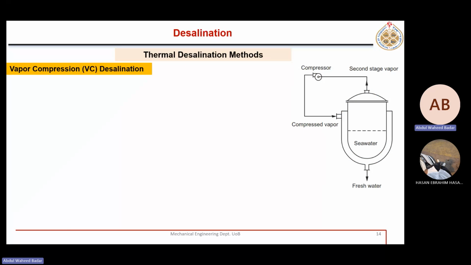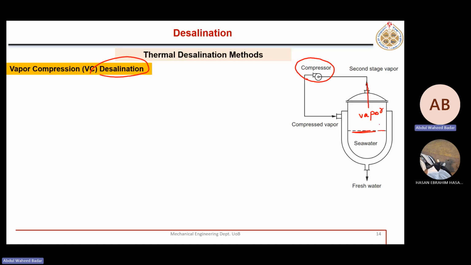Okay, let's move to the next system. Next type of thermal desalination system is called vapor compression desalination. All right. Just like in a refrigeration system we have a vapor compression refrigeration system, but here this is a vapor compression desalination system. Here we are using a compressor, and see here in that vessel there is seawater. So above the seawater there will be vapor, pure water vapor.